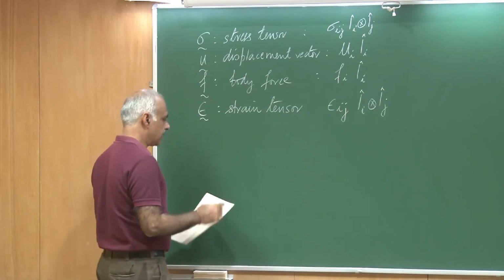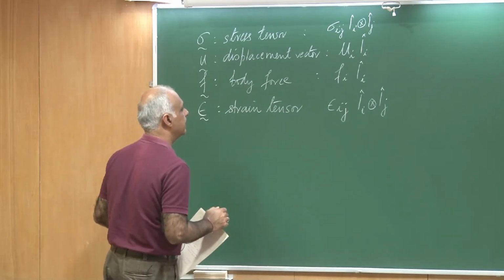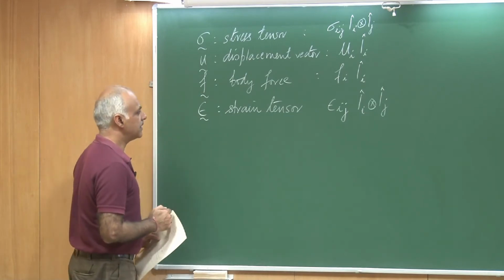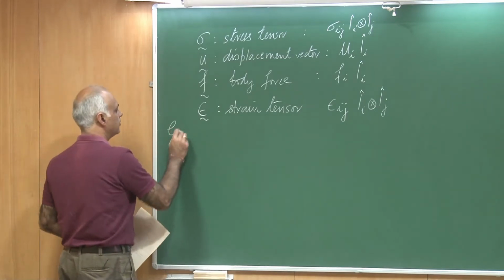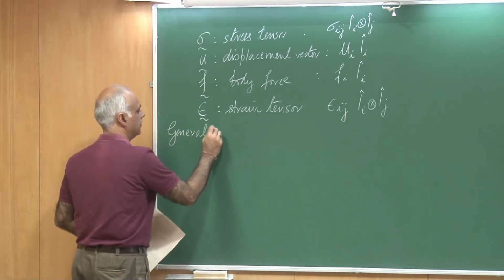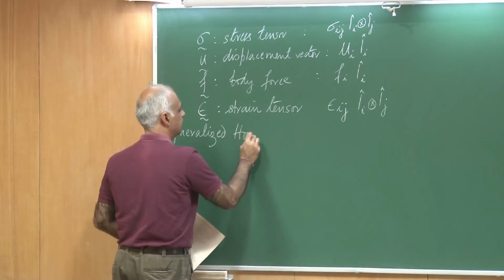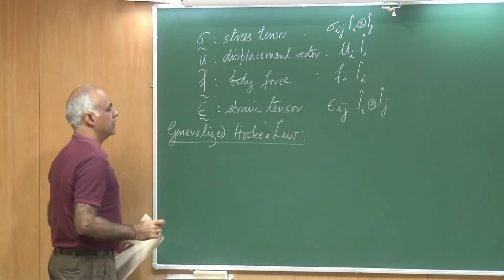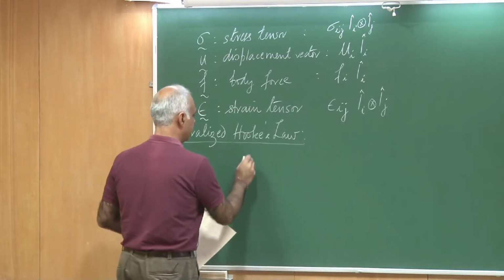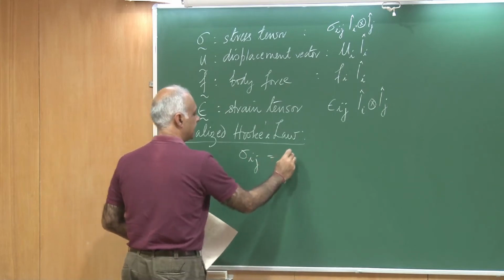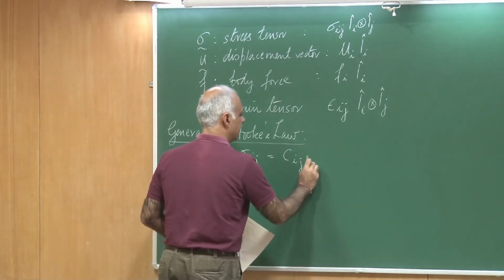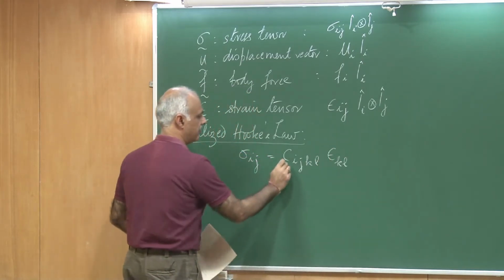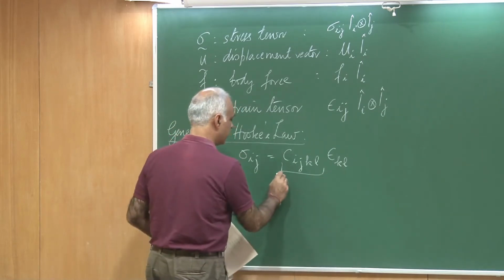Now, when it comes to the linear elastodynamics, we will consider a very special material. So, you must have heard of Hooke's law. So, we will use the generalized Hooke's law, which simply says that sigma_ij is C_ijkl times E_kl, where these are elastic coefficients.